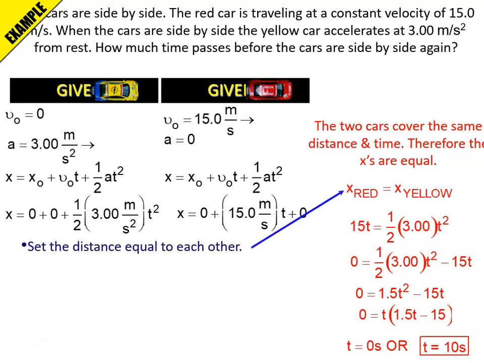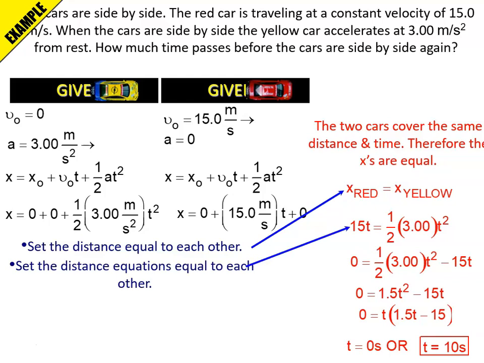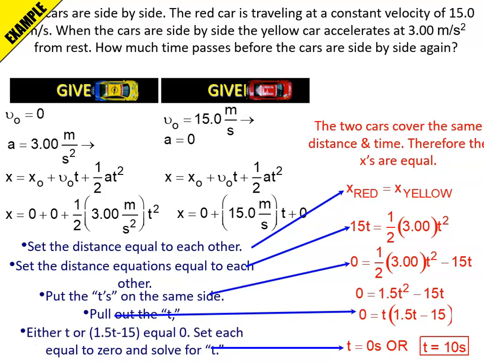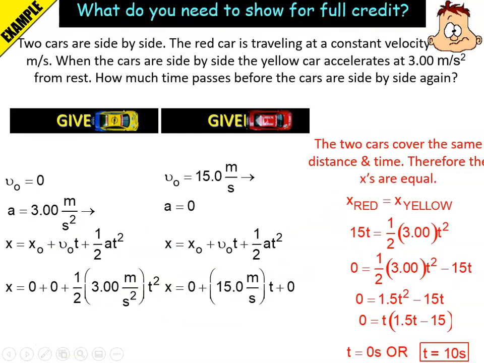So just showing the whole math, you set the distances equal to each other. The distance equations are now equal to each other. In other words, we plug in the equations, have the t's on the same side, factor it out, and then you get two possible solutions. One of those is a trivial solution. In other words, we already knew that the cars were right next to each other at time 0. So that doesn't tell us anything new. But we do also learn that the cars are again right next to each other after 10 seconds.